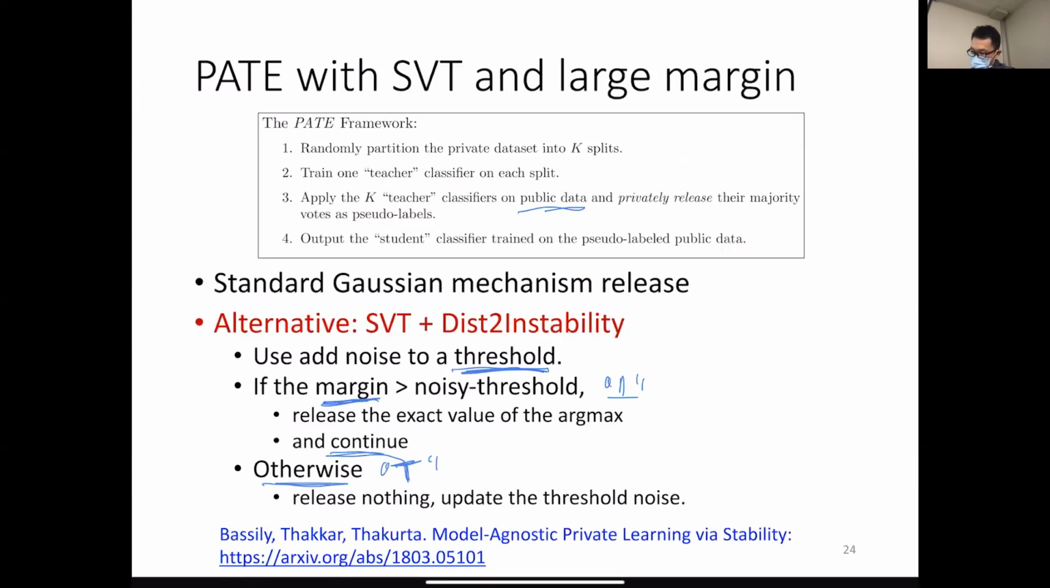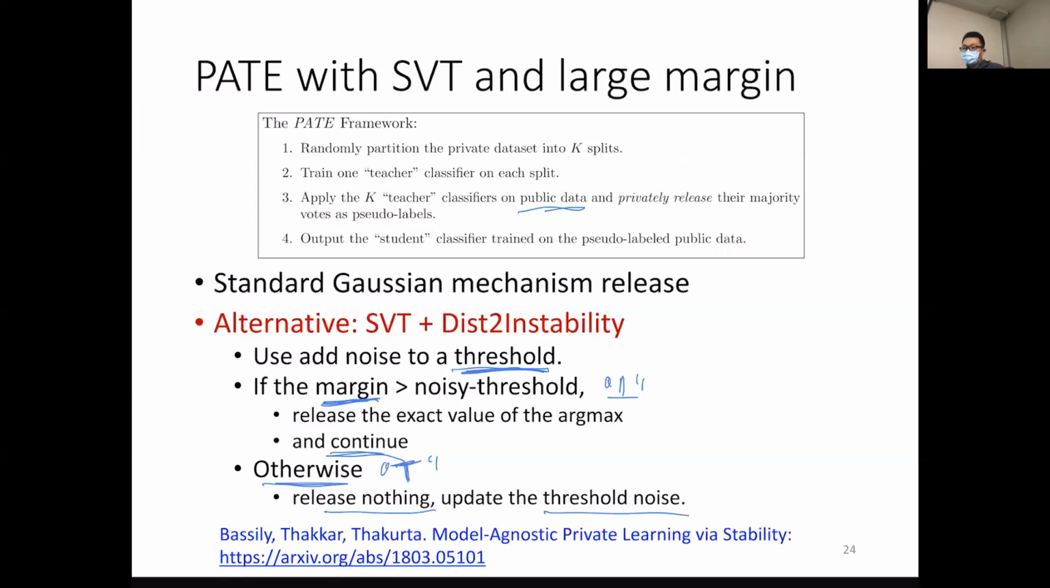When we release top, we don't return anything, but we need to update the threshold choice. Suppose we run into this top only a small number of times. To say it differently, suppose the margins of all the labels coming from the teacher votes are sufficiently large. Then we can afford to label exponentially more public data points, compared to if we just used the standard Gaussian mechanism and added noise to every one of them.